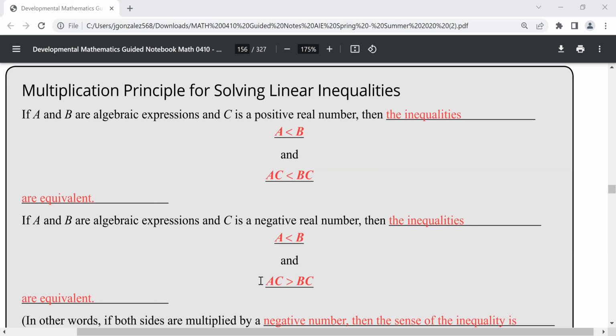So this is where the rule changes. If c is positive and you multiply both sides by that number, it doesn't change the symbol, but if c is negative, it'll flip. So if you divide both sides by any negative, or multiply both sides by a negative, that's when the inequality shifts. Okay.